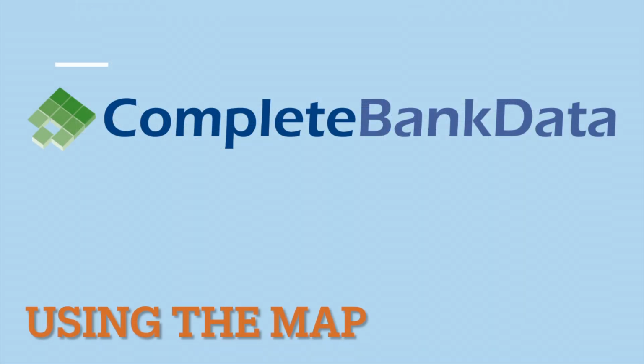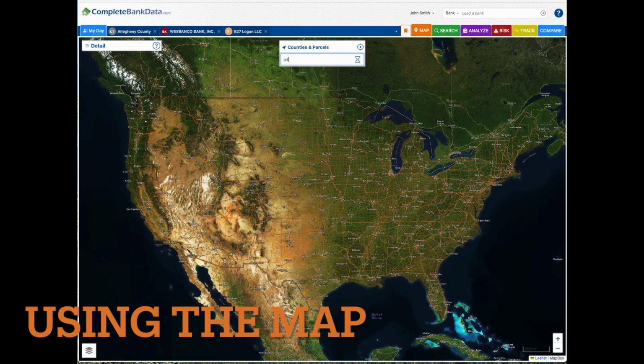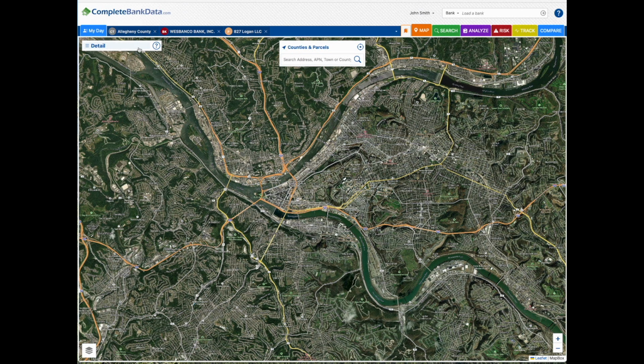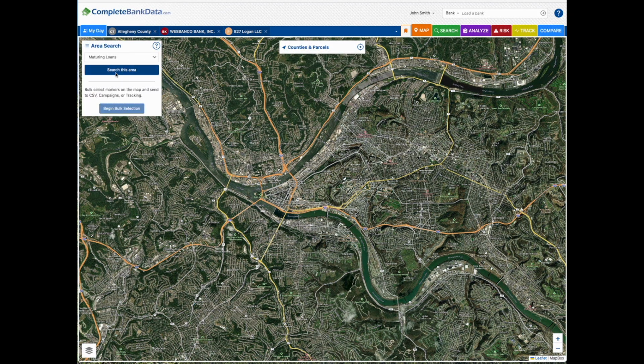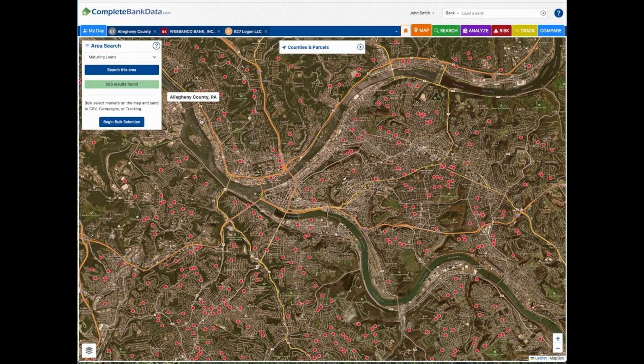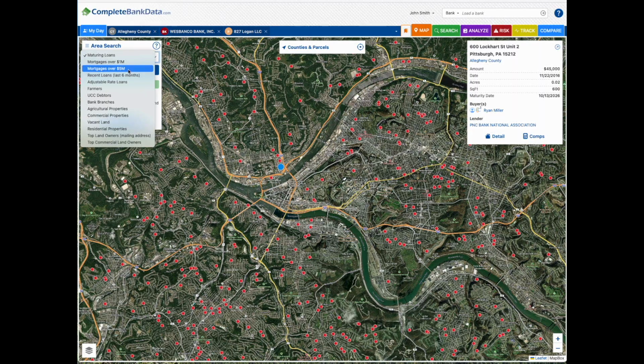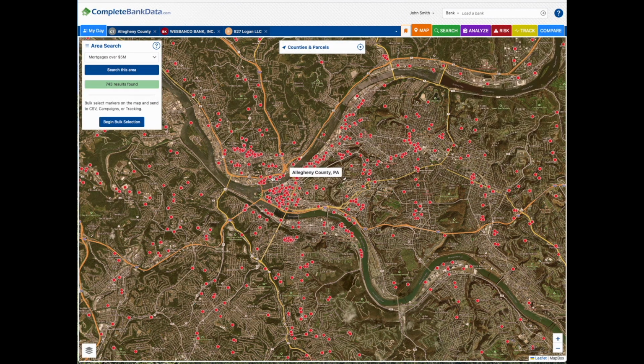You could also use the map to understand what opportunity exists in an area. So what we're going to do here is take a look at area search of all the maturing loans in a given area. As you can see there, the red dots on the screen. We could also take a look at expensive mortgages, so mortgages over $5 million.